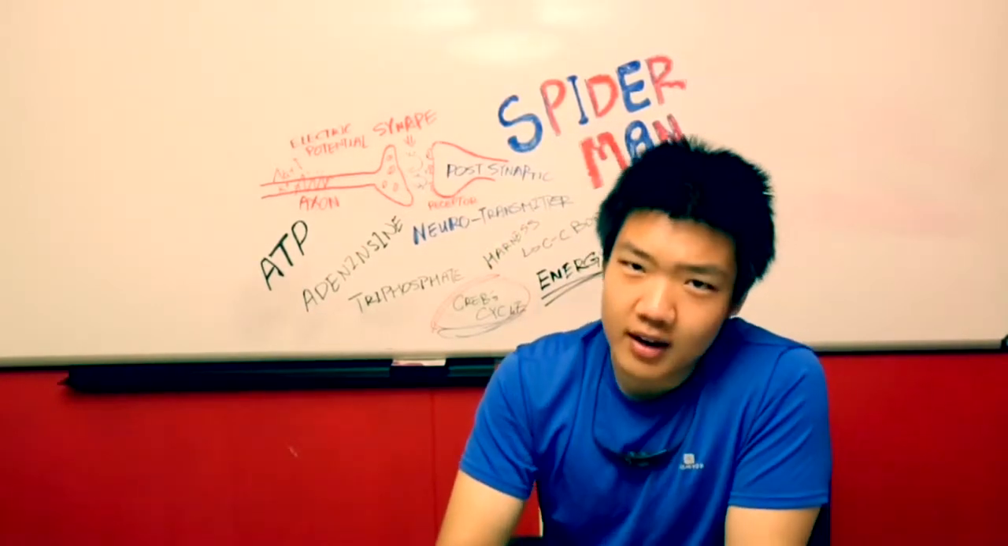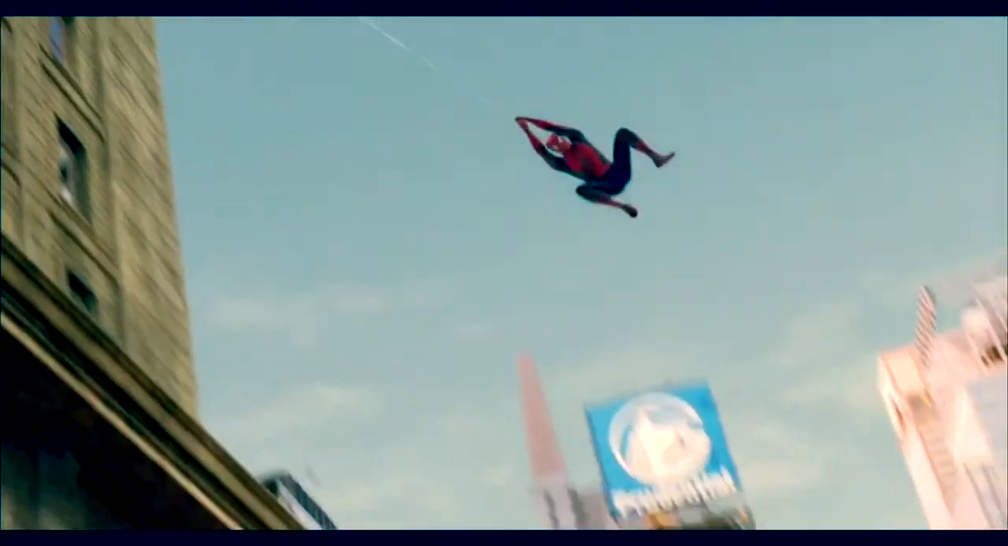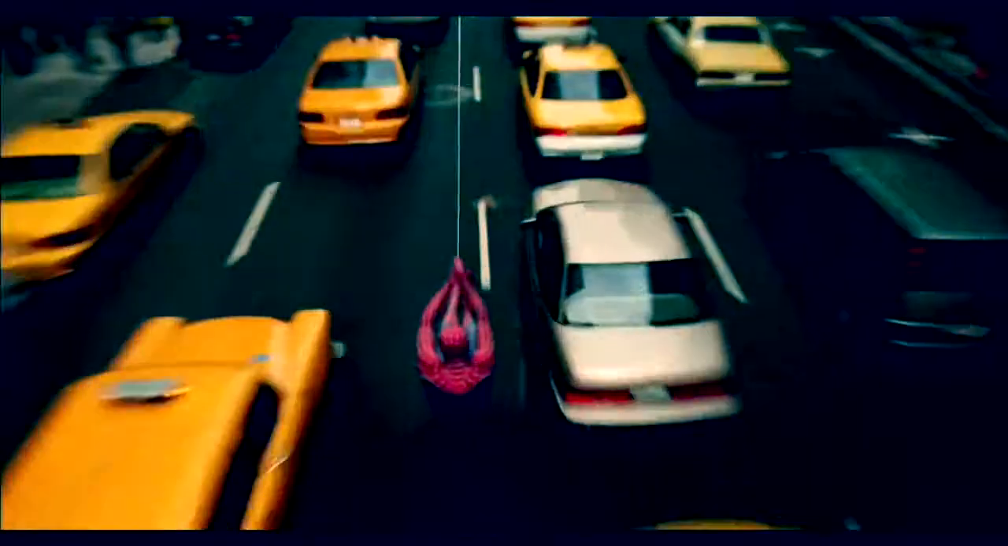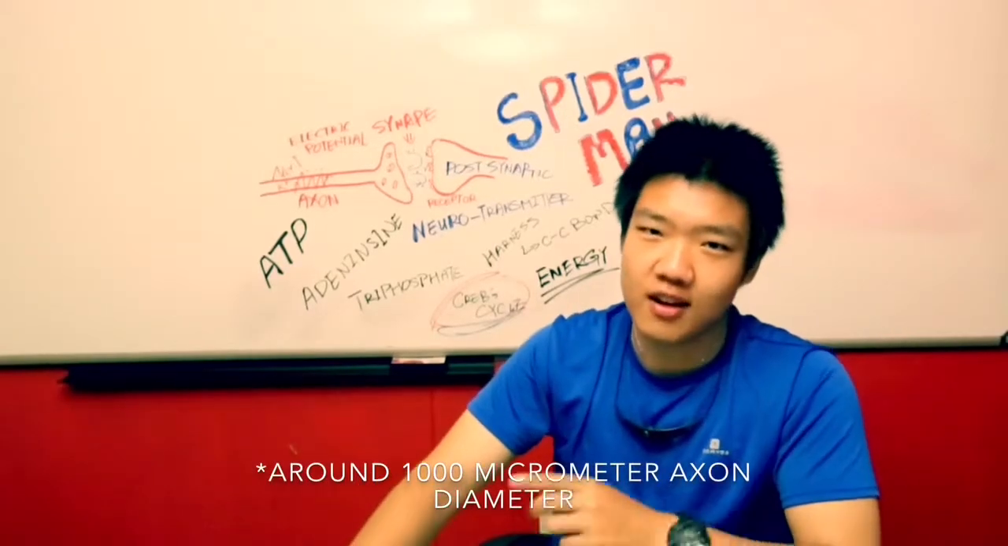So, to achieve that kind of reflex, which allows Spider-Man to dodge bullets and deliver hundreds of pizzas while avoiding the crazy traffic of Manhattan, Spidey's axon diameter must be in the high tens to achieve that almost instantaneous reaction speed.